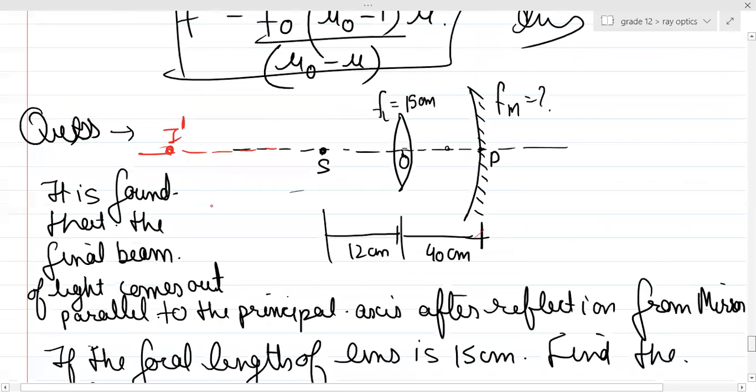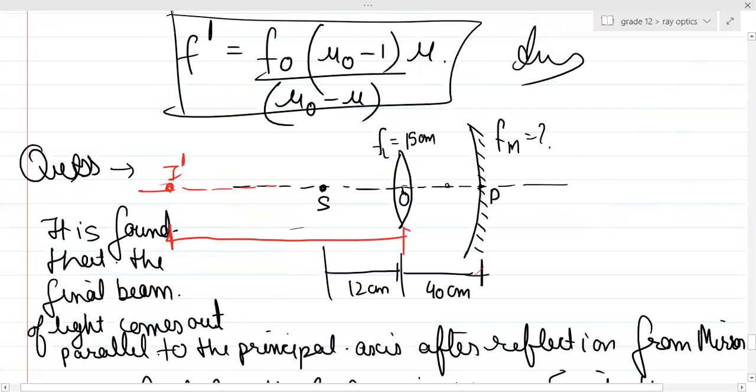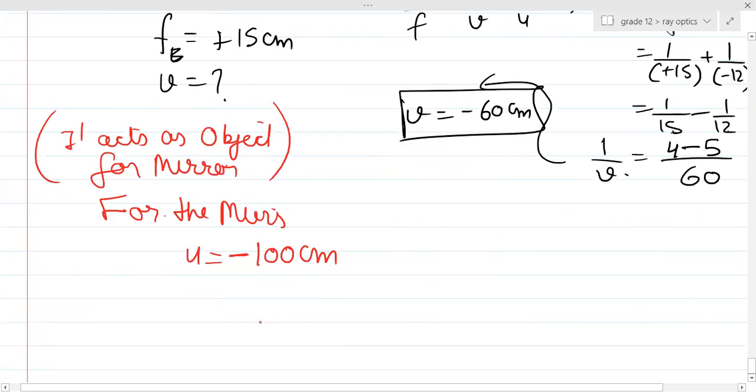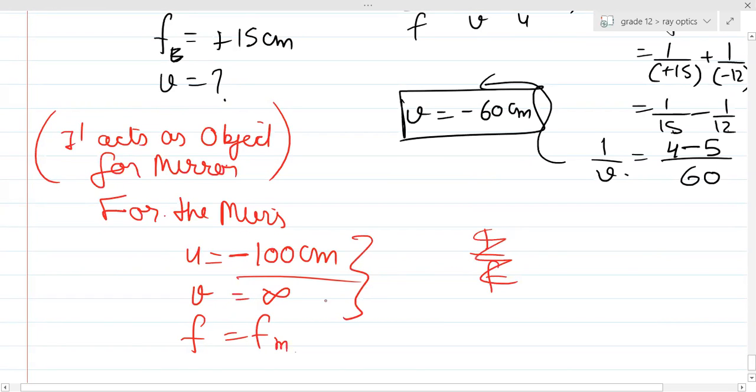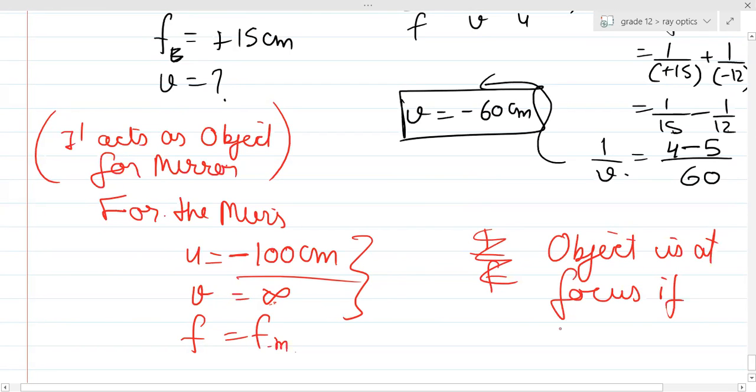How, sir? Do you remember? This distance was found out to be 60 centimeter according to our calculations. This was 40 centimeter. So can you see from the pole of the mirror, this is at 100 centimeter towards left. So I've written it like this. Where is the image formed? The image is formed at infinity, and you need to find the focal length. So 1 by f. Although, guys, no need to apply the formula. We know this particular thing. If the image is formed at infinity, that implies the object is at focus.